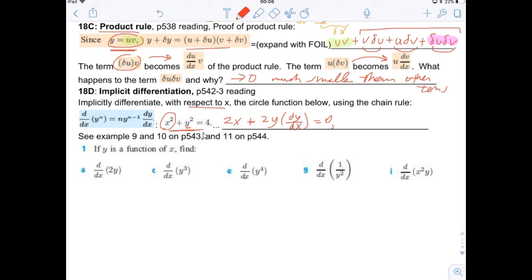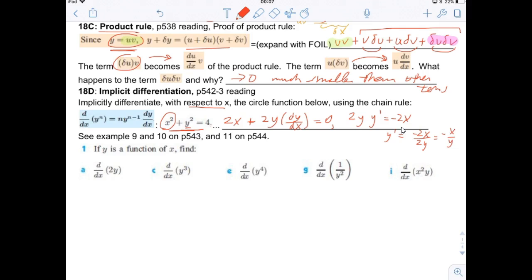So we'll get 2y, and I'll use the y dash notation here just to make it quicker, equals negative 2x. Okay? And then I am going to divide both sides by 2y to get y dash by itself. So I'll have y dash equals negative 2x divided by 2y. Now I'm going to simplify that by crossing out the 2's, and I get negative x divided by y.